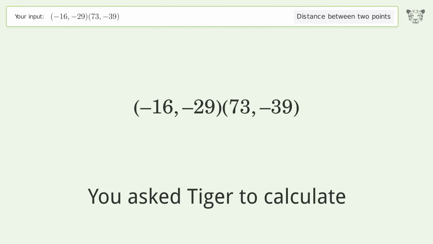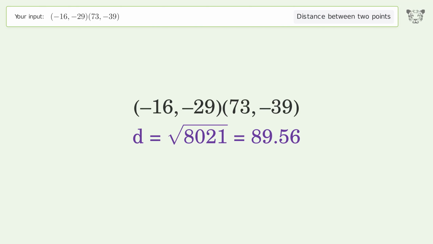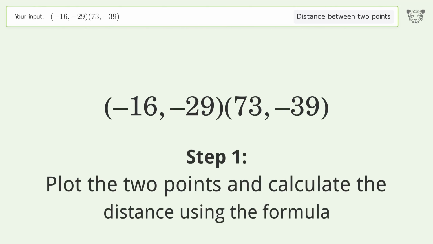You ask Tiger to calculate. This deals with the distance between 2 points. The distance between the 2 points is the square root of 8021, or 89.56. Let's solve it step by step. Plot the 2 points and calculate the distance using the formula.